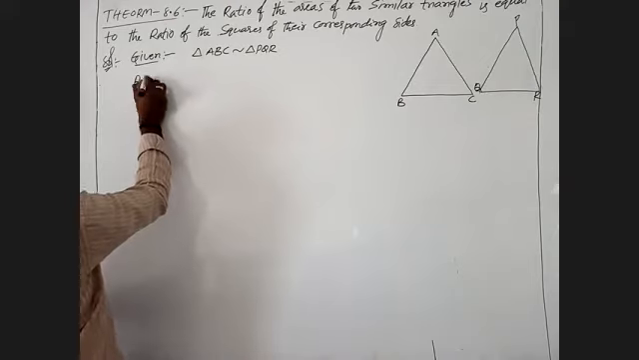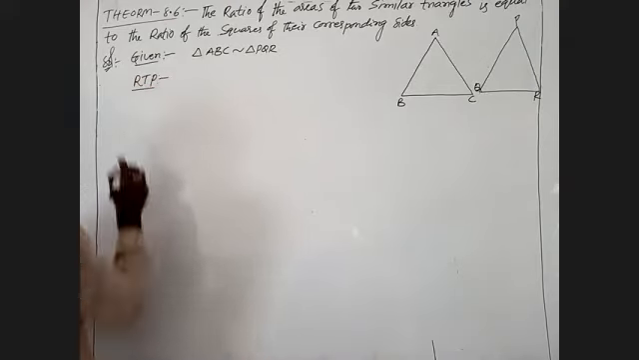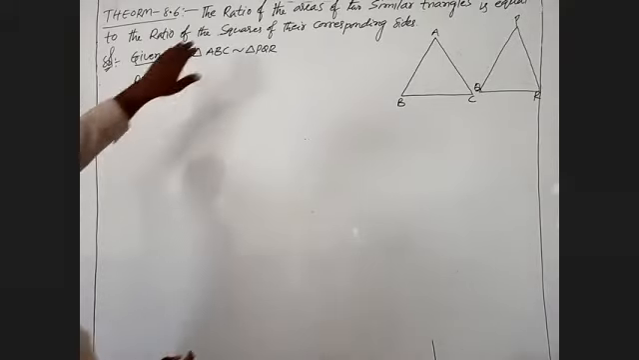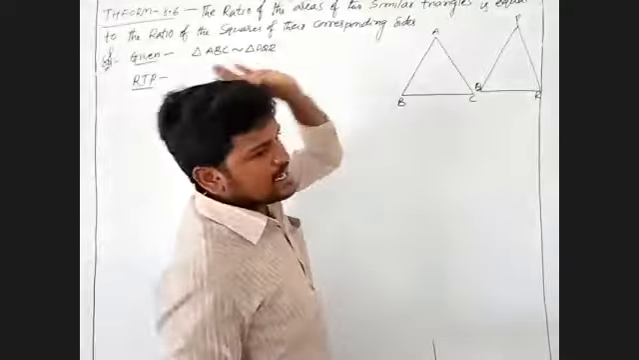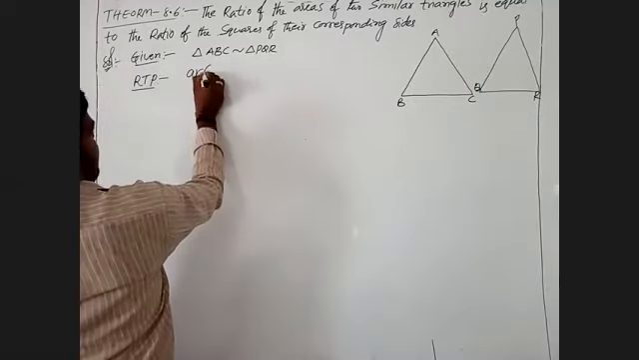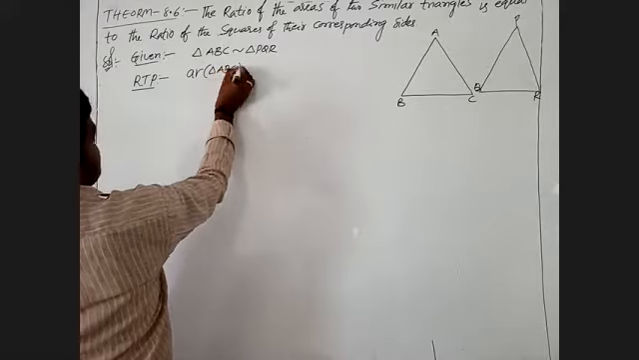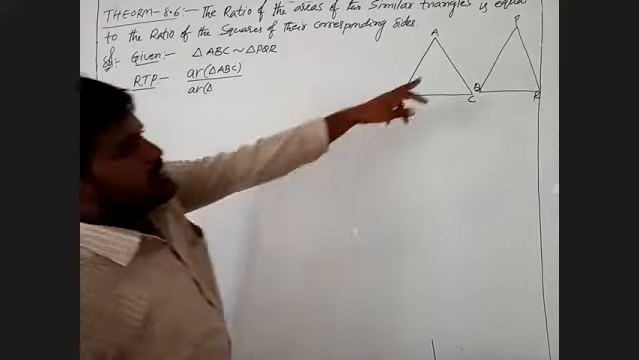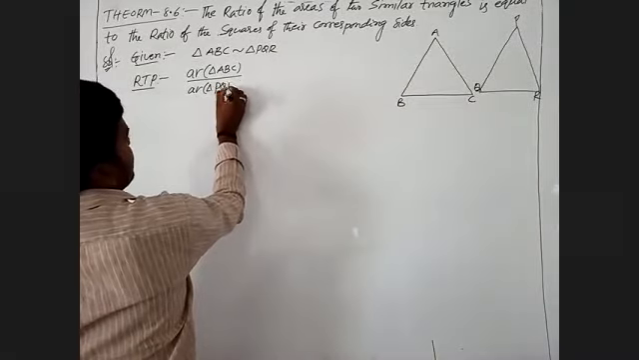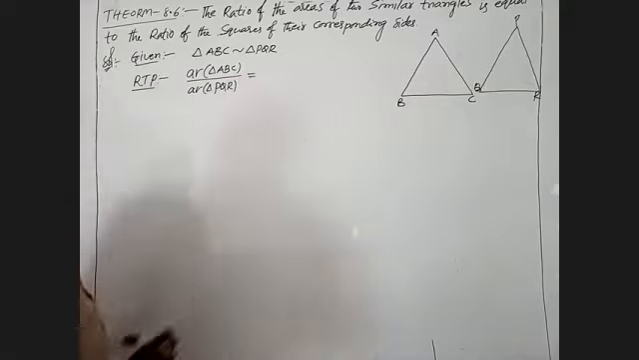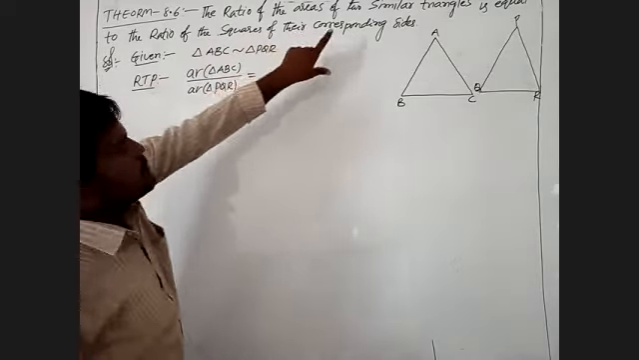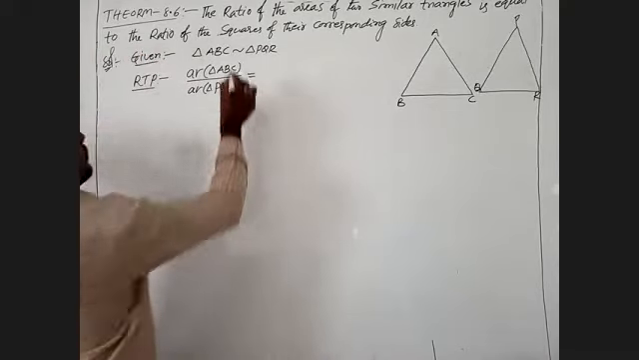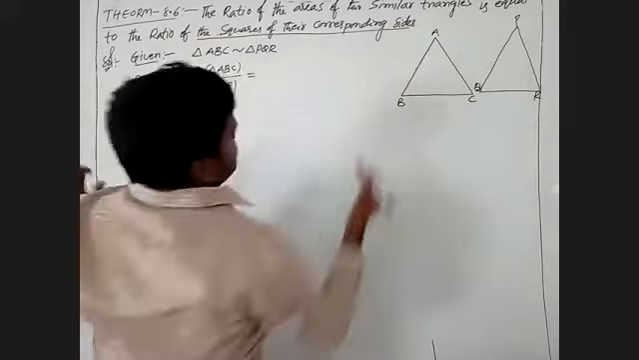After that, I will write what I have to prove. The ratio of areas of two similar triangles, that is, area of triangle ABC by area of triangle PQR, is equal to the ratio of the squares of their corresponding sides.